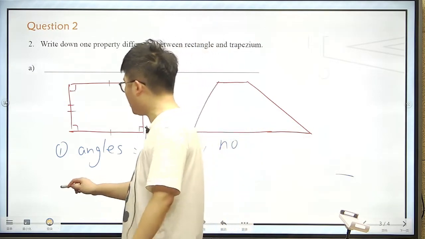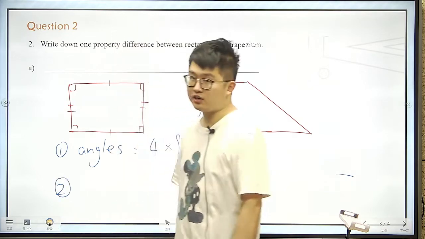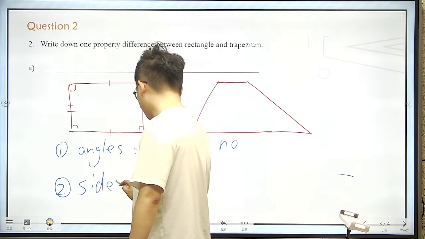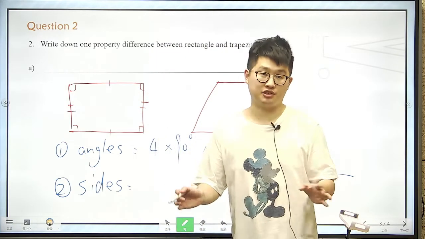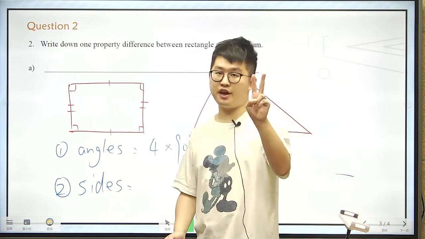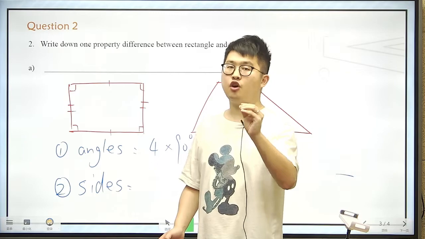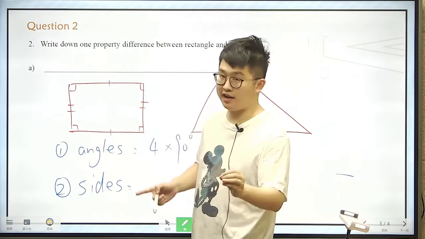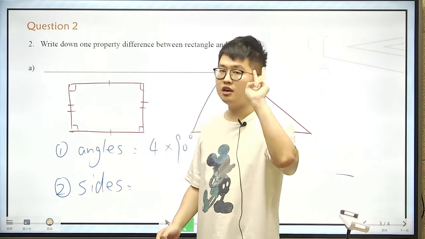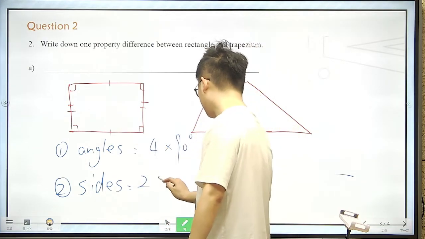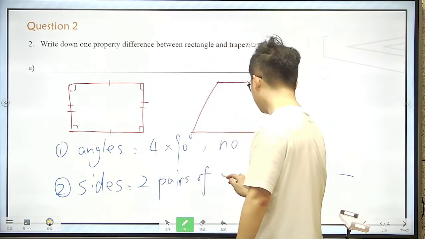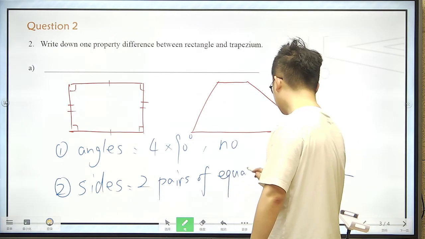And the second one would be about the sides. Or we can say the edges. They mean the same thing. So in rectangle here, we have two pairs of equal sides, because this one equals this and this equals this. So there are 2 pairs of equal sides.